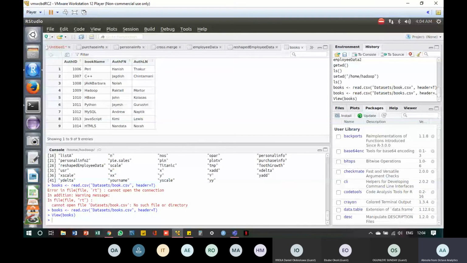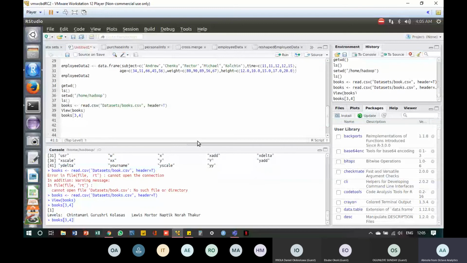So this is our books. We have our books data, and we want to subset our books data. So when you want to subset, it's usually row by column. So if I want to subset by row 3, column 4. Why am I here, by the way? I'm supposed to be here. Books, row 3, comma 4.